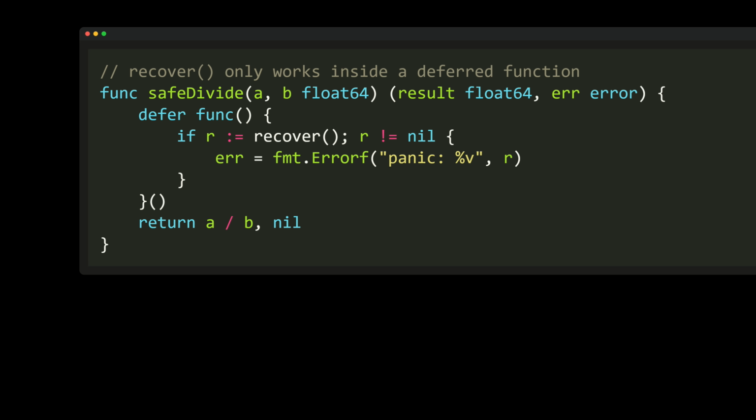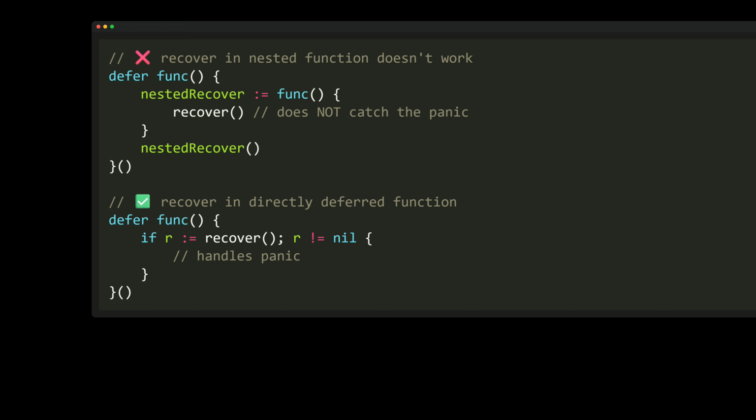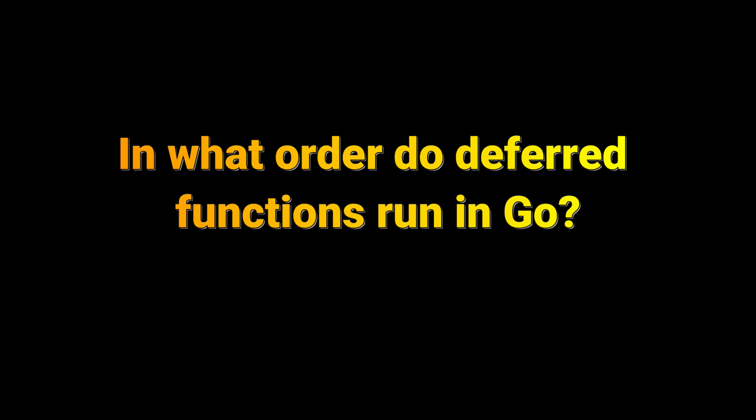Question: how does recover work in Go? Recover is a function that only works when called inside a deferred function. It catches a panic that is happening and stops the program from crashing. When you call recover, it returns the value that was passed to panic. If there is no panic happening, recover returns nil. This lets you handle panics gracefully and turn them into regular errors. In the example, if dividing by 0 causes a panic, the deferred function catches it and sets an error return value instead of crashing.